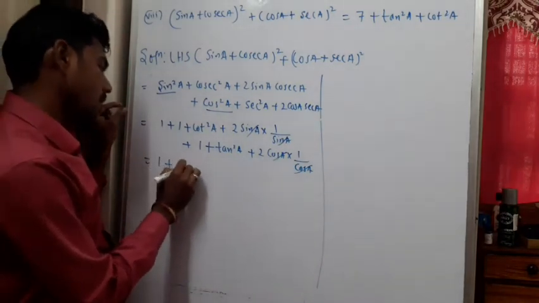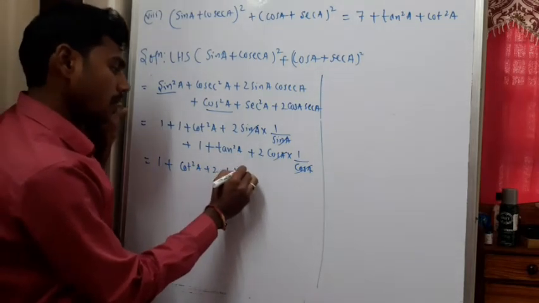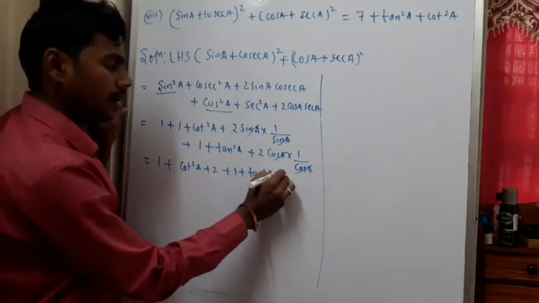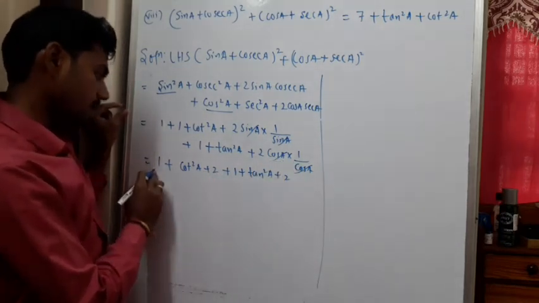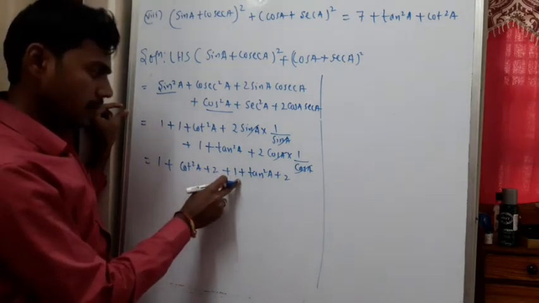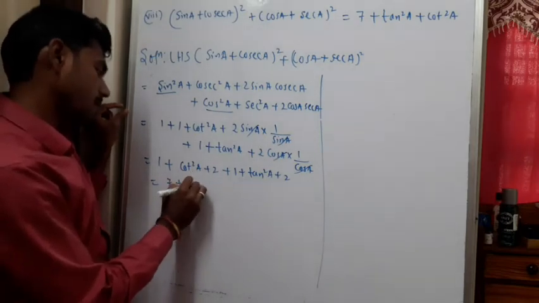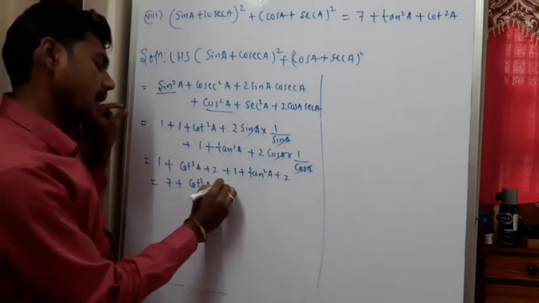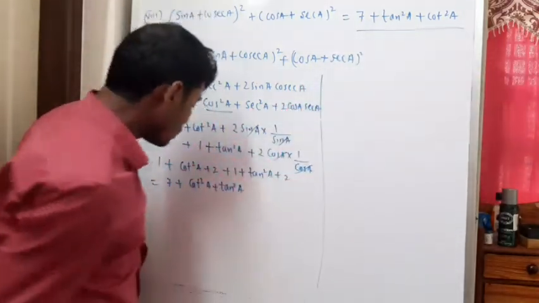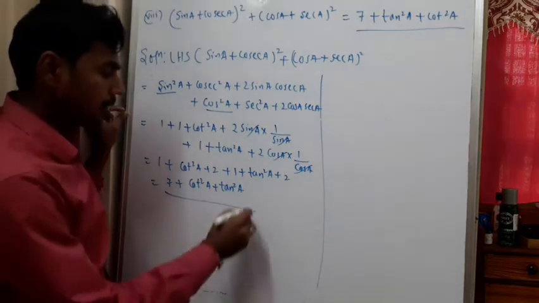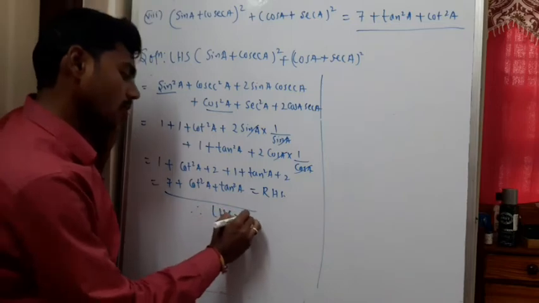1 plus cot square A plus 2 plus 1 plus tan square A plus 2. Okay, 2 plus 1 is 3, plus 2 is 5, 5 plus 1 is 6, plus 2 is 8... 3 plus 1 plus 2 plus 1 plus 2 gives 7, plus cot square A plus tan square A. Fine. So 7 plus tan square A plus cot square A, 7 plus cot square A plus tan square A, which is equal to RHS. Therefore LHS is equal to RHS.